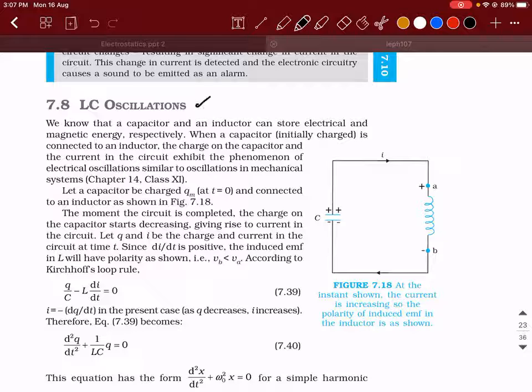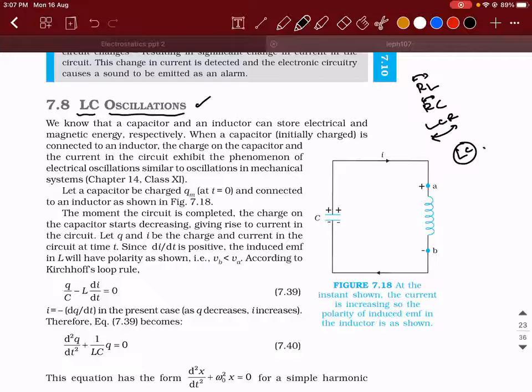Okay. So that's the last topic, guys. We'll see LC oscillations. So we have seen the RL circuit, RC circuit, and LCR circuit, right? If you see, a combination of R and L is there, R and C are there, LC and R are there, right?